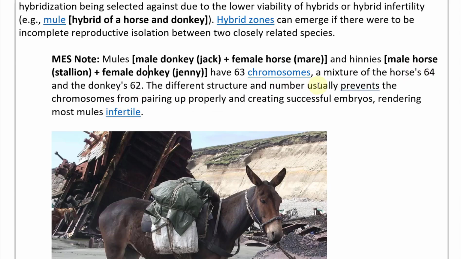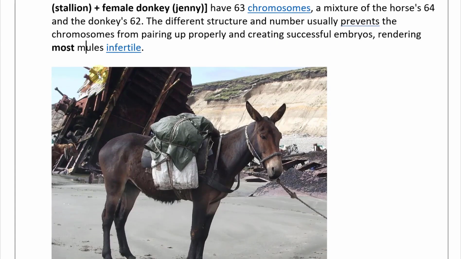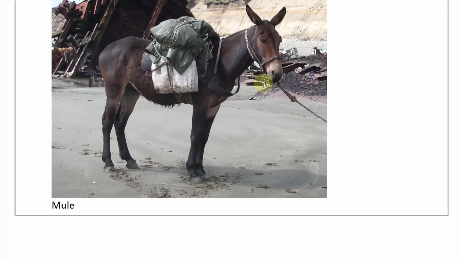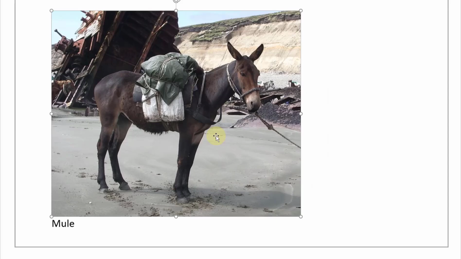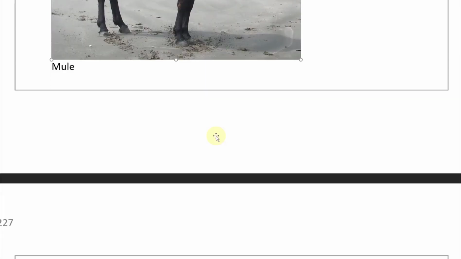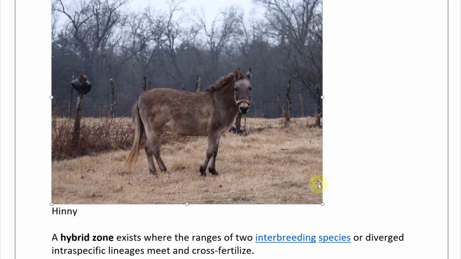The different structure and number usually prevents the chromosomes from pairing up properly and creating successful embryos, rendering most mules infertile. The key is most, which is very interesting. So most mules are infertile, and I assume hinnies as well. Look at this one right here. Here's a mule, how it looks, compared with a jenny. So that's a mule, which looks like a kind of small horse. And what's the next one? There is a hinny.